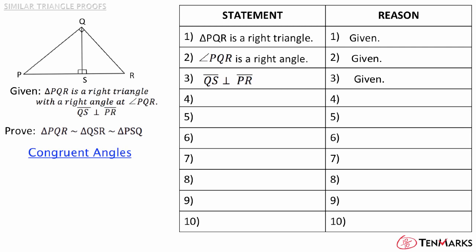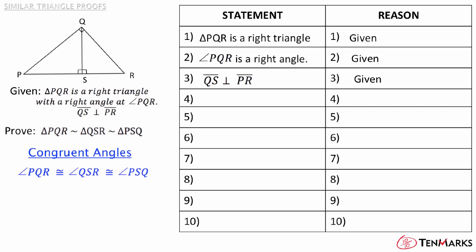It's helpful to make a list off to the side of information you're gathering. You know that perpendicular lines meet at right angles. So the two angles at S are right angles. And are all right angles congruent to each other? They are, because they're all exactly 90 degrees. So you know that the three right angles in this figure are congruent to each other.